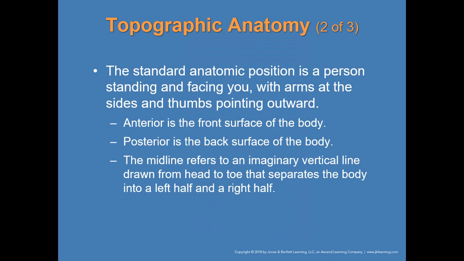All right. So the standard anatomic position, as you saw in the last photo, is a person standing facing you with their arms out by their sides and their thumbs pointing upward. The palms are going to be open, the hands are going to be open. You're going to be able to see everything. And then remember, the anterior is the front surface of the body and the posterior is the back surface of the body. And remember, we talked about the midline being an imaginary line that splits the body into left and right.